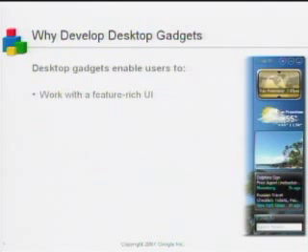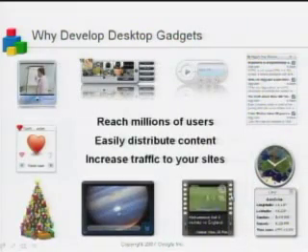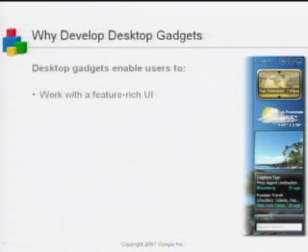Users in particular like desktop gadgets because they offer them the opportunity to work with a feature-rich UI. Users are used to applications that offer a feature-rich UI. And the Google Desktop API offers a large set of methods that enable you to do stuff like drag and drop, animation, transparency. So there is very little difference between a desktop gadget and a native application.